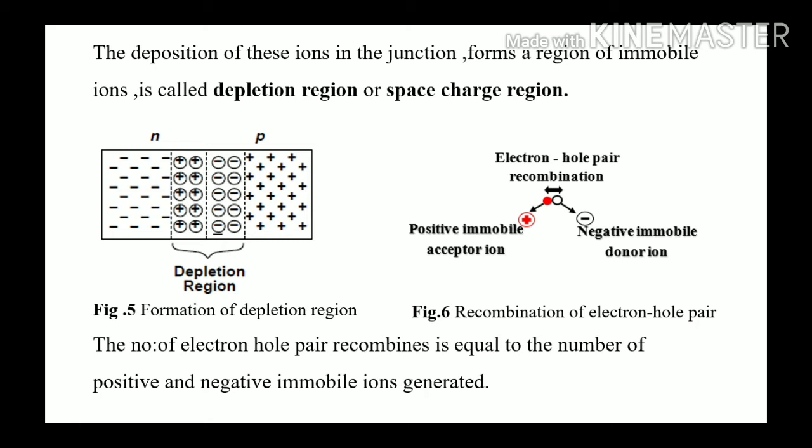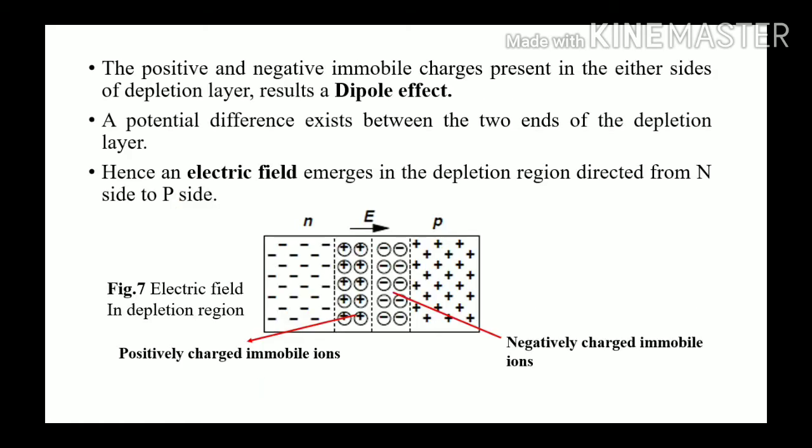Due to the opposite immobile charges, there is a dipole effect in the depletion layer. So, a potential difference exists in the depletion layer. Hence, an electric field emerges in the depletion region, which is directed from N side to P side. In this figure, E represents the electric field and the arrow shows its direction.